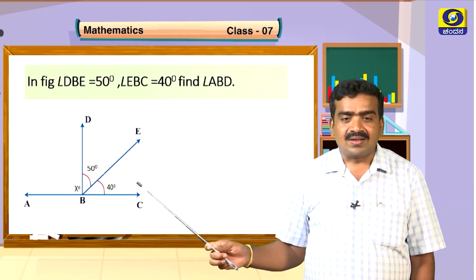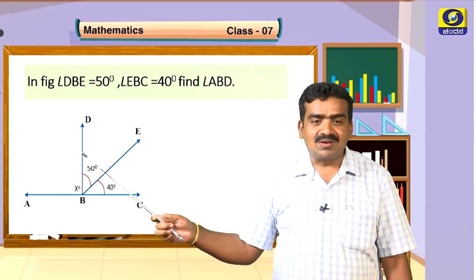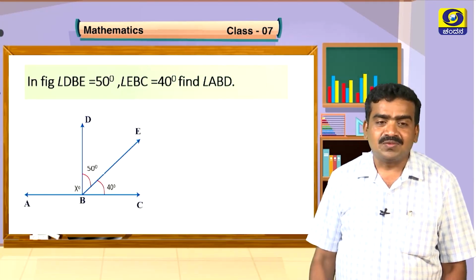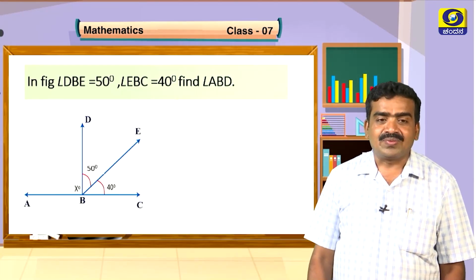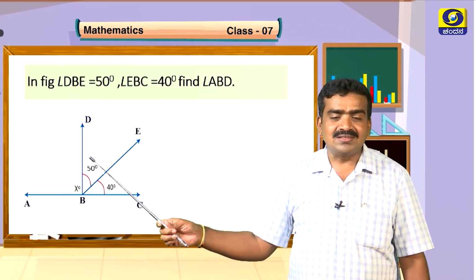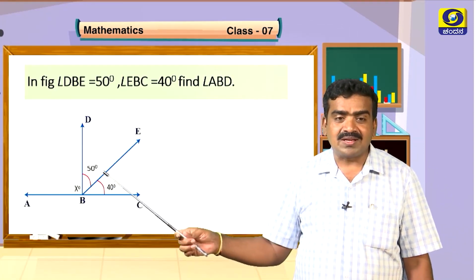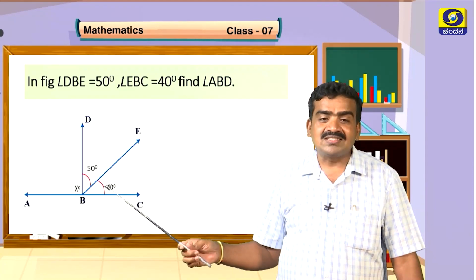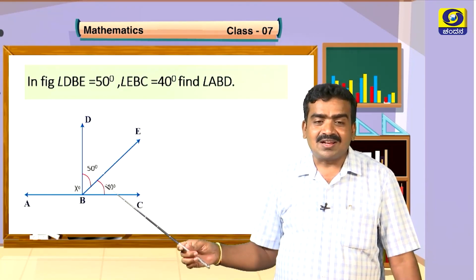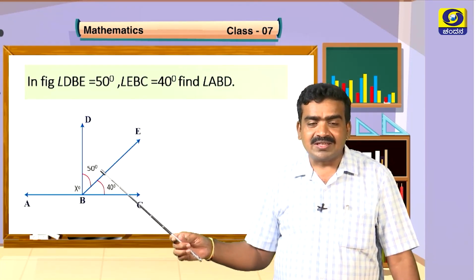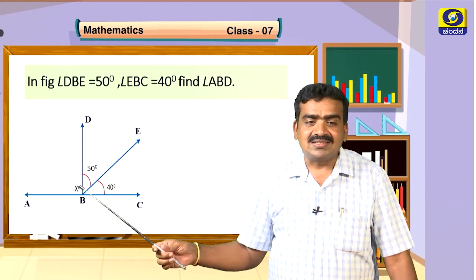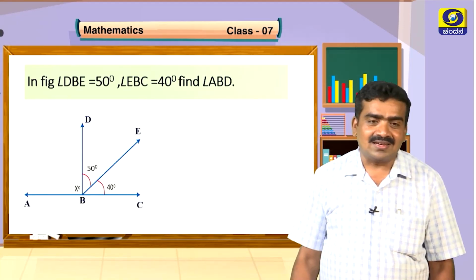So here there are three angles. Sum of these three angles gives us 180 degree. So therefore, here there are two angles which will form complementary angles because 50 plus 40 is 90 degree. These two are complementary angles. So with the help of this complementary angle, it is easy to calculate another angle which is given in the figure.